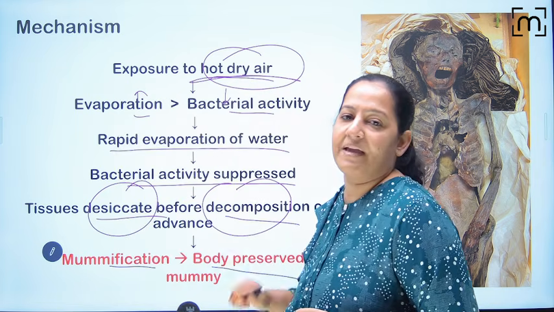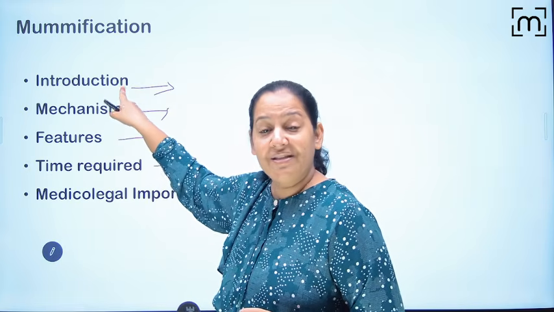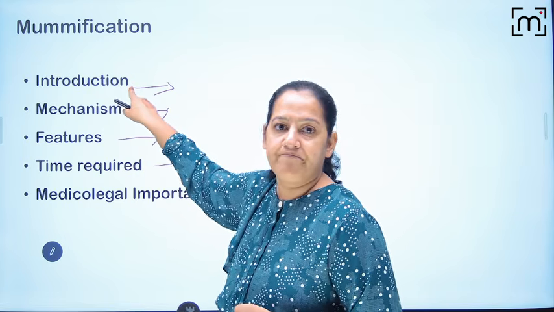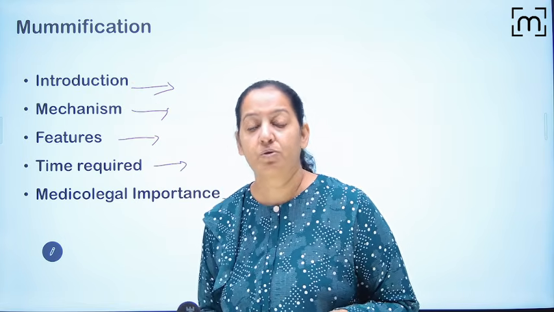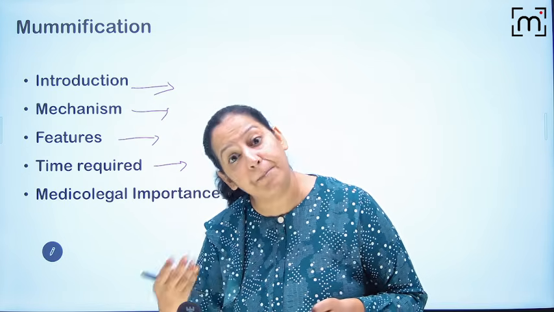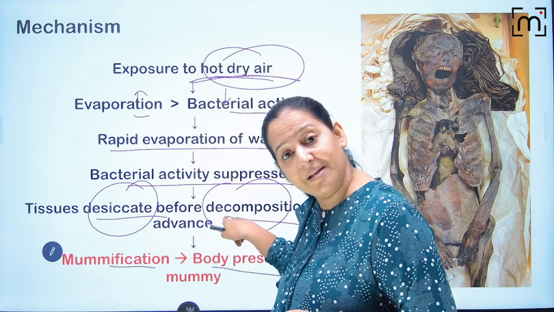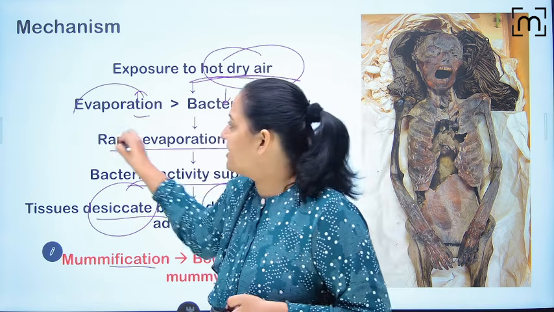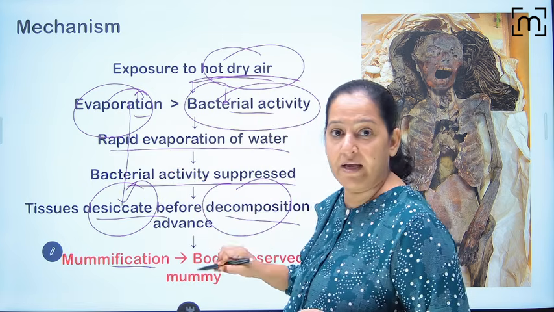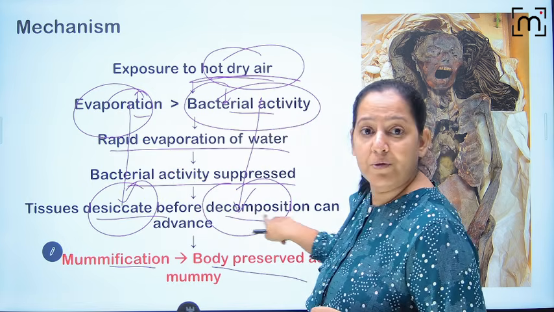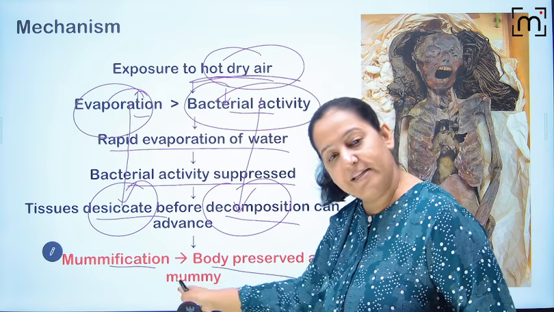Yes. So this is the mechanism. We are done with definition and mechanism. Definition is dehydration and drying of the dead body. Mechanism: when evaporation exceeds the bacterial activity, the dead body desiccates as compared to decomposing. Learn this line. The dead body desiccates faster as compared to decomposing, because evaporation is at a faster rate as compared to bacterial activity. Evaporation leads to desiccation of the dead body, and bacterial activity leads to decomposition. Decomposition is the other name of putrefaction. Getting it? This leads to mummification.